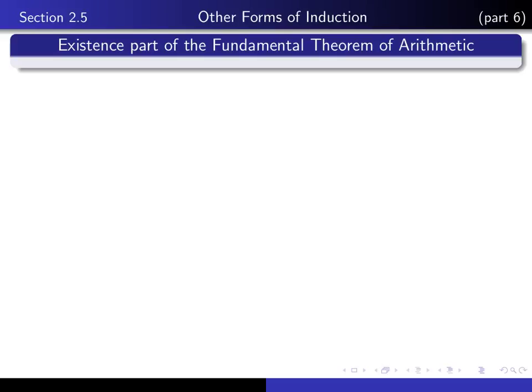Remember that the Fundamental Theorem of Arithmetic tells us that every natural number other than 1 is either a prime or it can be written as a product of primes. And moreover, except for the order in which the primes appear, that factorization as a product of primes is unique. So we're not going to worry about the uniqueness part in this lecture. That's a little bit harder, and we'll return to that in a future video. We're just going to deal with the existence part.